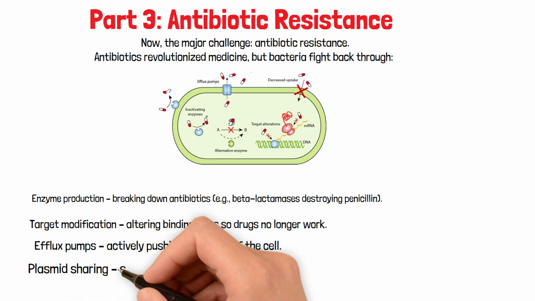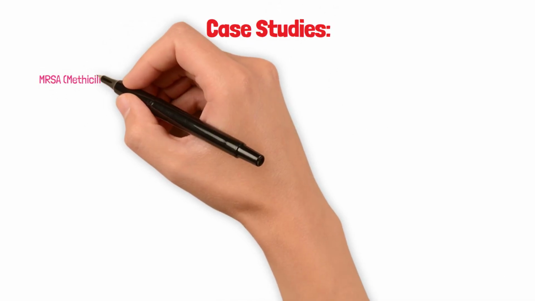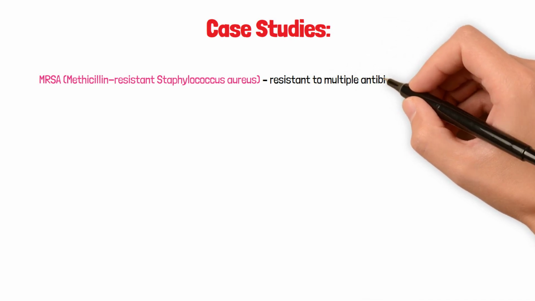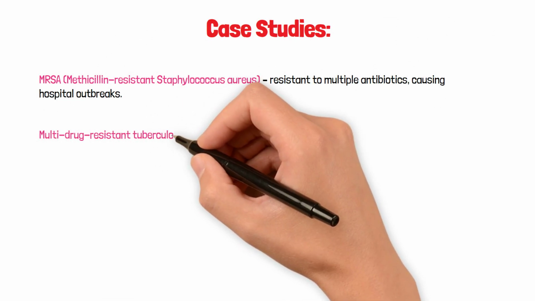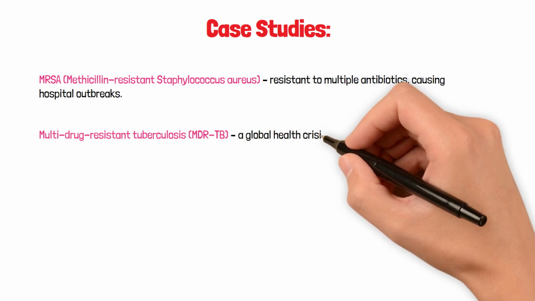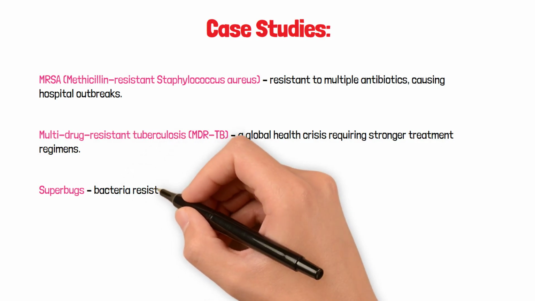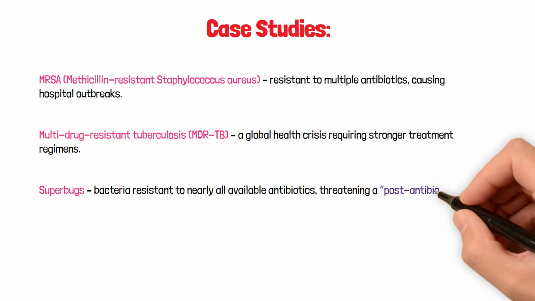Plasmid sharing, spreading resistance genes across bacterial populations. Case studies: MRSA, methicillin-resistant Staphylococcus aureus, resistant to multiple antibiotics causing hospital outbreaks. Multi-drug-resistant tuberculosis, MDR-TB, a global health crisis requiring stronger treatment regimens. Superbugs, bacteria resistant to nearly all available antibiotics, threatening a post-antibiotic era.